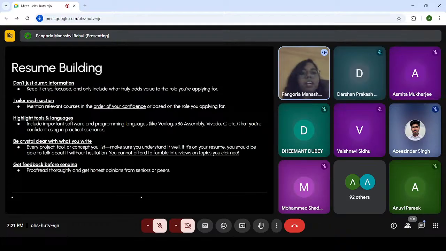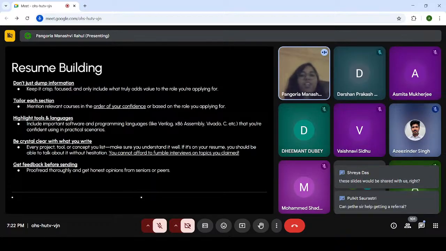It's the maximum. Second, tailor each section. I don't know if you have seen your superset yet or not, but when you do, there's a section for adding your courses. Add the courses in the order of your confidence. If you're more confident in UP, add UP before DD, and so on. Also, don't add random projects. If you're applying for a DD role and you have done a UI UX project, it does not make sense to include it.